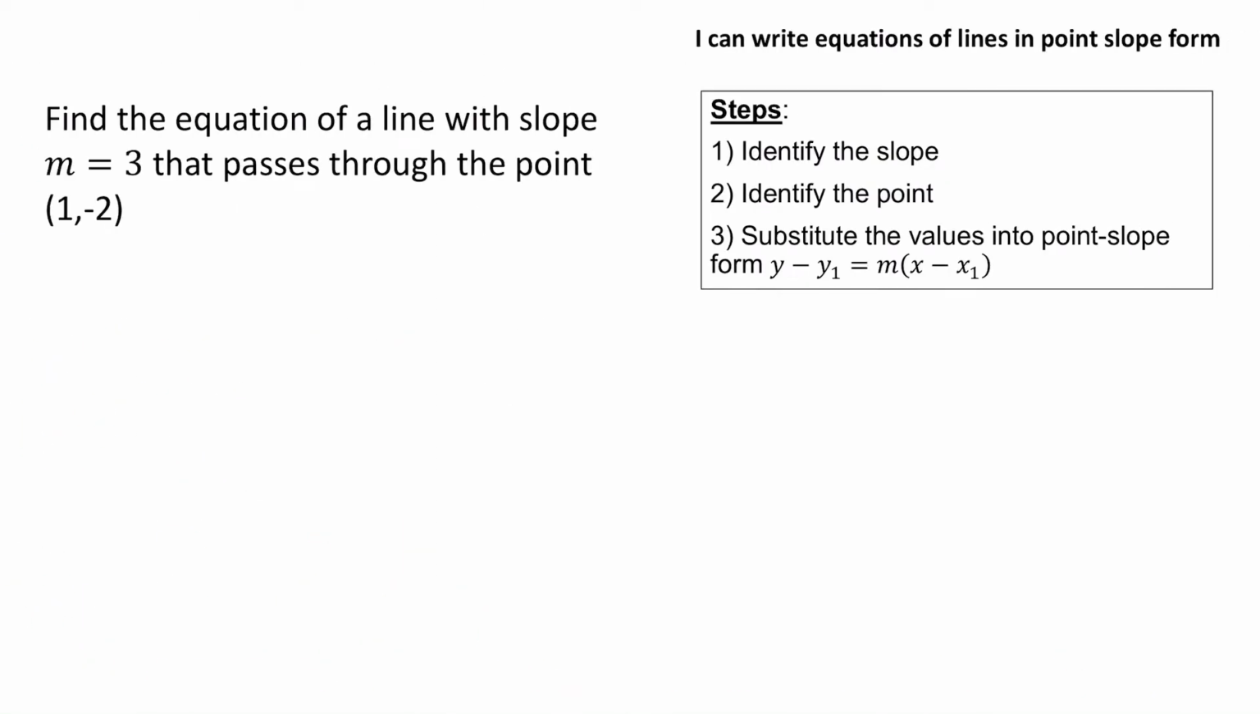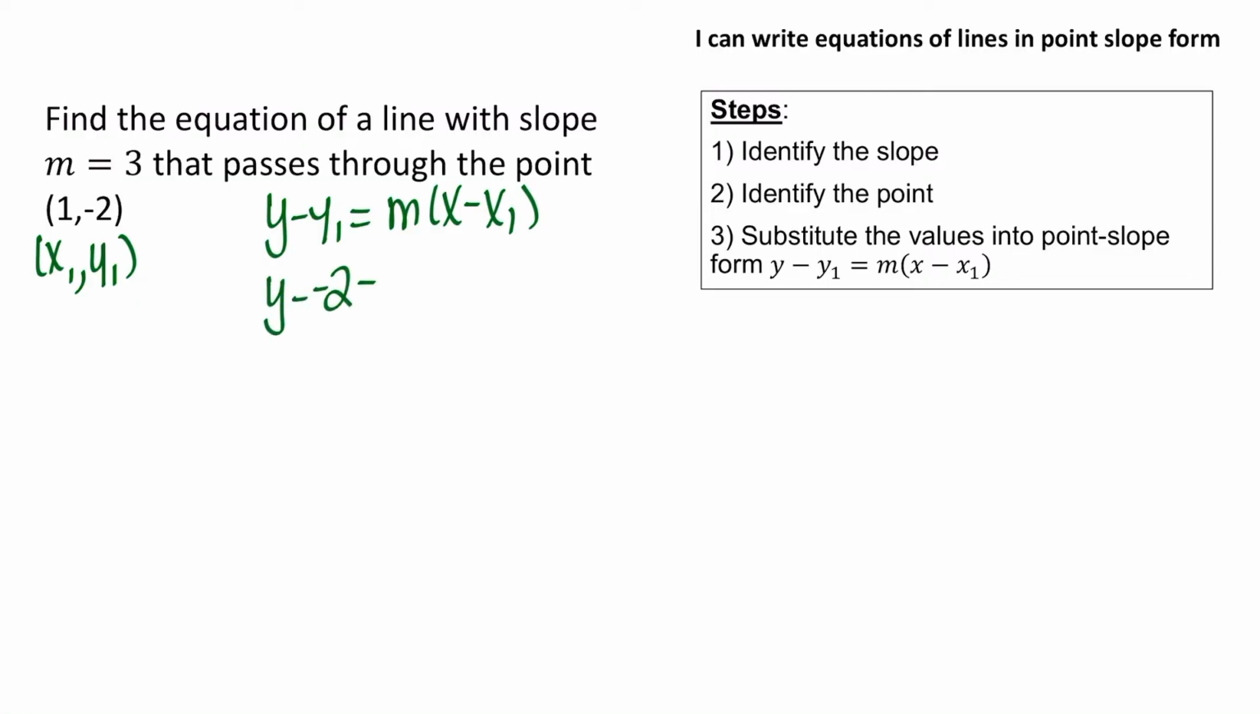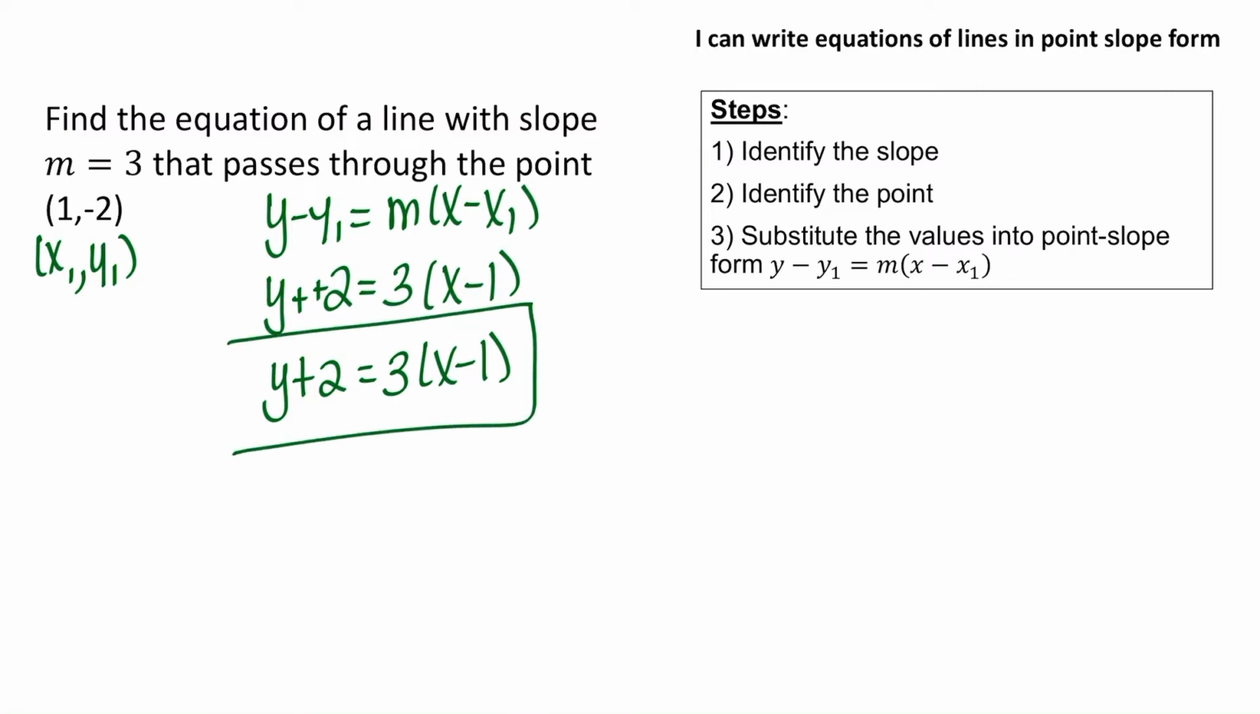So now let's find the equation of a line with slope m equals 3 that passes through the point 1, negative 2. So when we have 1, negative 2, that tells me a value of x1 and y1. We have m equals 3, so let's plug into y minus y1 equals m times x minus x1. So when we do that, we get y minus negative 2 equals 3 times x minus 1. Y minus negative 2 is going to become y plus 2, because minus and negative is positive. So we have y plus 2 equals 3 times x minus 1. So that is the equation in point-slope form.